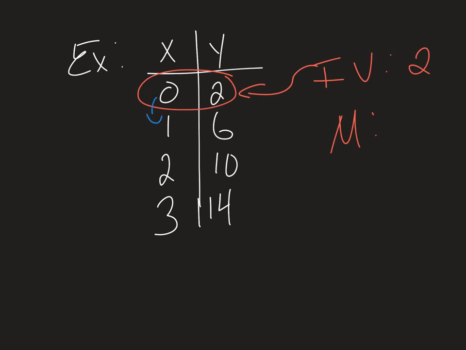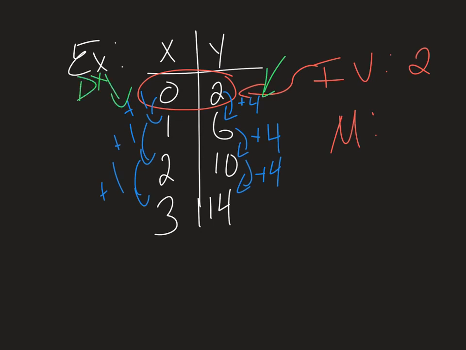Now we're having to look at rate of change. So it looks like x is increasing by 1 each time. And likewise, y is increasing by, it looks like, 4 each time. So then my change would be these numbers. This is my change in x, this is my change in y, which means that my m is going to equal 4 divided by 1, which is just 4. So ultimately, my rate of change is 4.